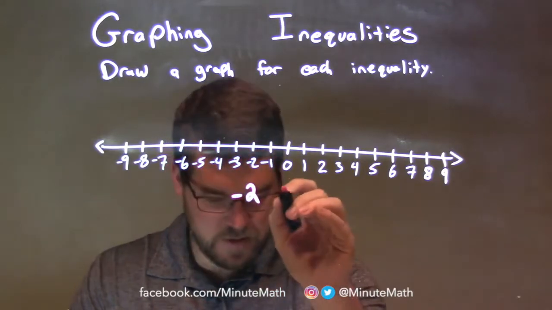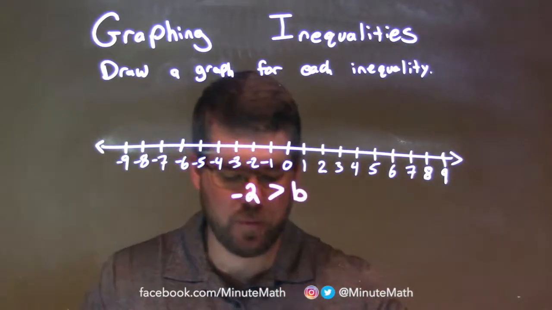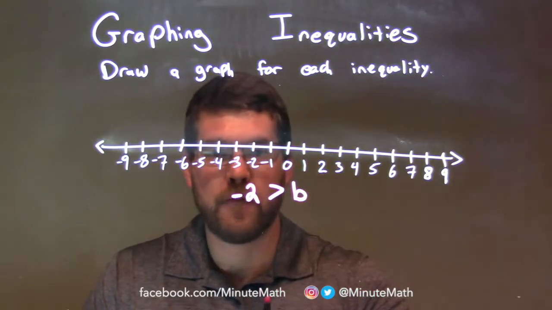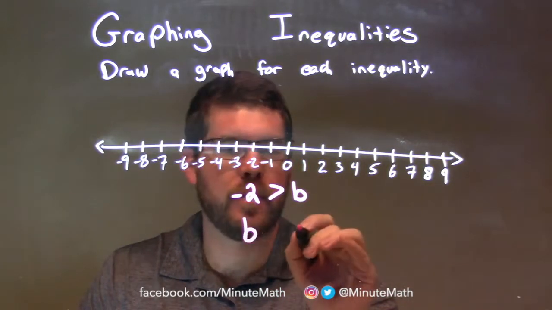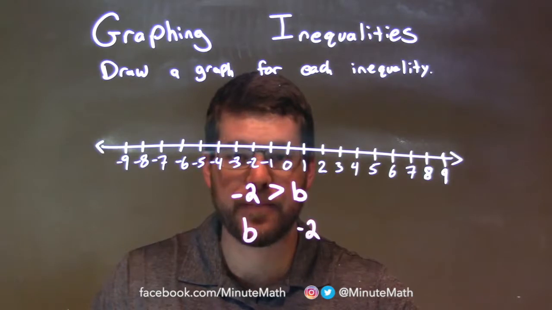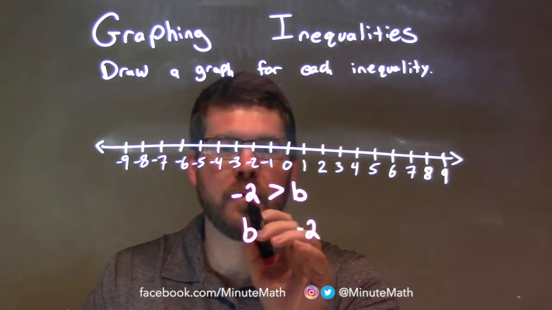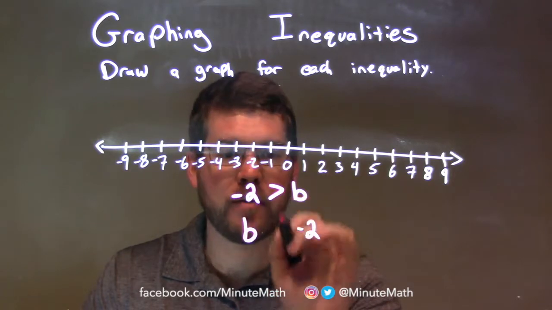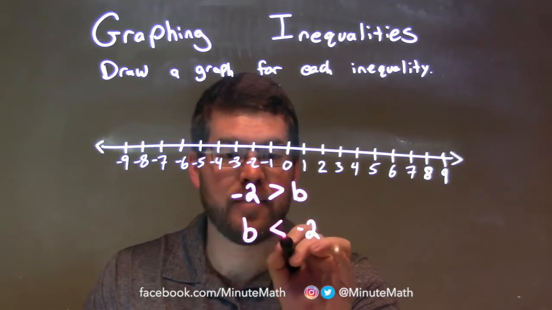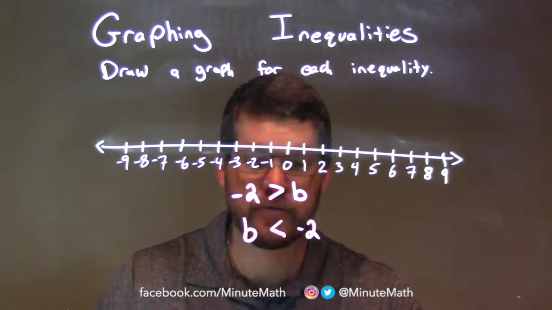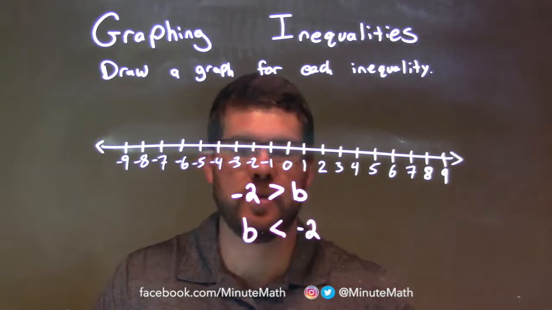Negative 2 is greater than b. Well, if negative 2 is greater than b, I want to put b first. So I want to put b right here and put the negative 2 right there. Okay. Now, by flipping the inequality, I need to flip the sign. So negative 2 is greater than b. That greater than sign flips to a less than sign. Okay. So now we have b is less than negative 2.